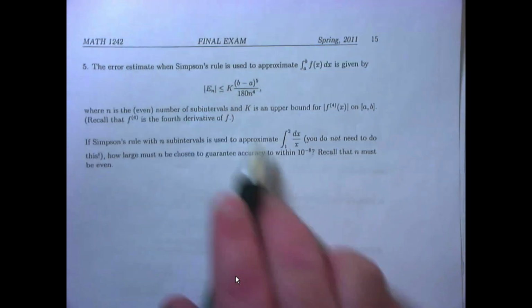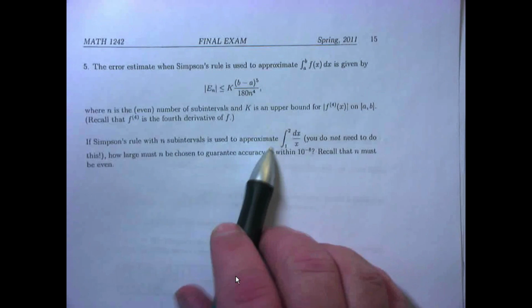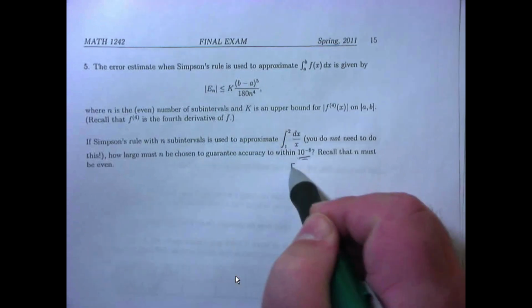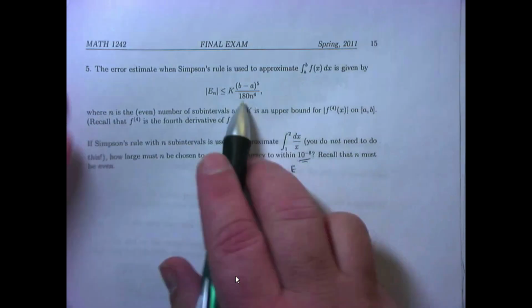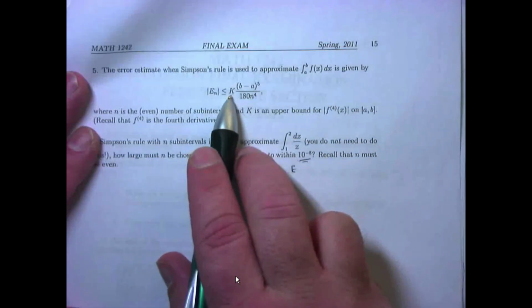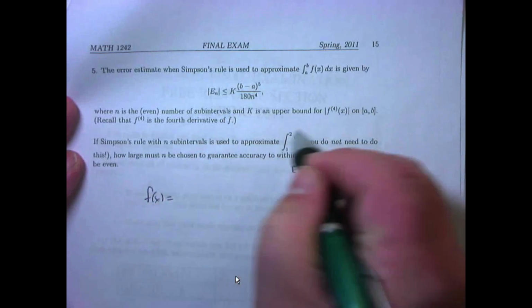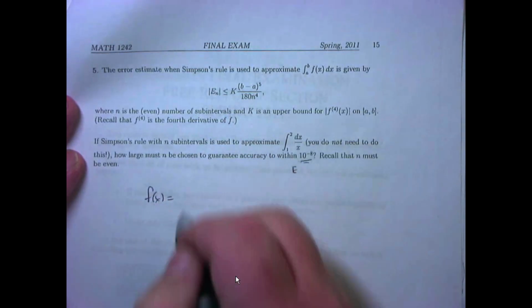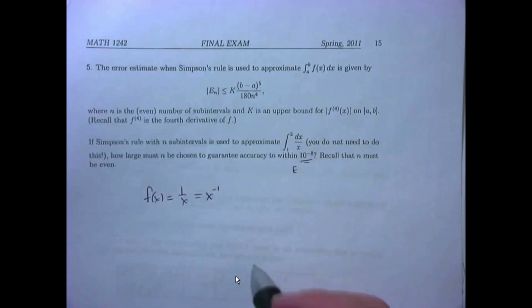Basically, they want to know what the error is going to be on this particular formula. With an error of this number, how many intervals do I need? Well, here's my formula, but the first thing you have to do is find k. So what is the function I'm trying to integrate here? It's 1 over x, also known as x to the negative 1.